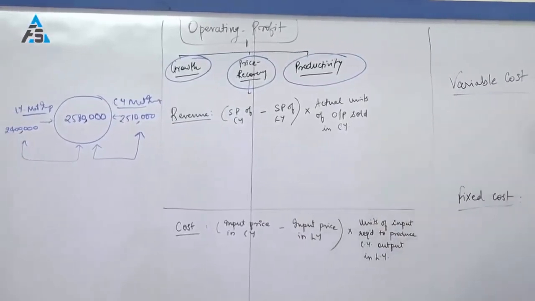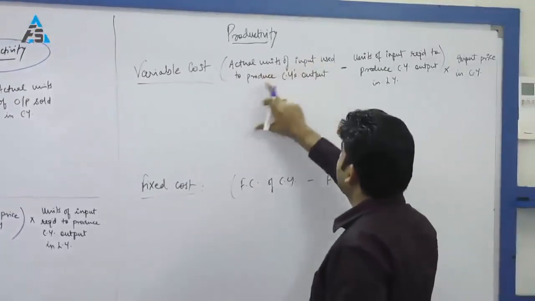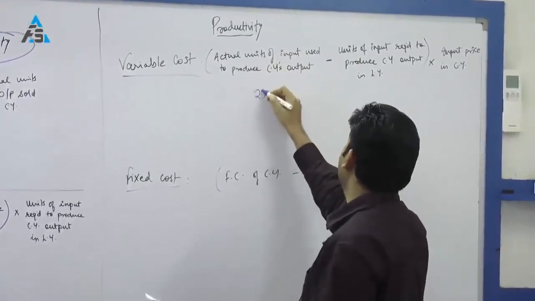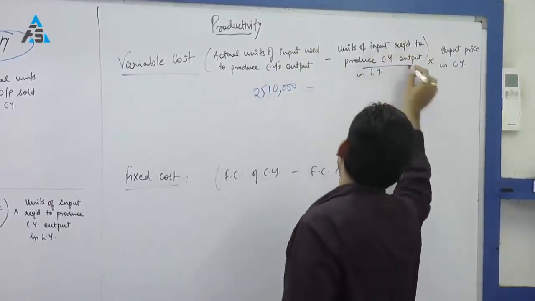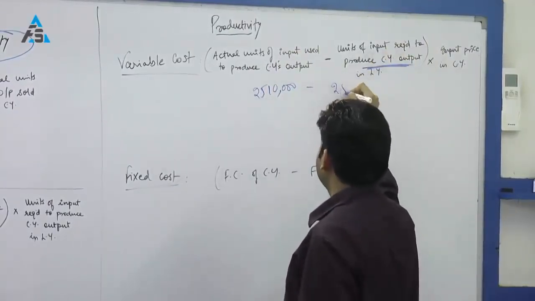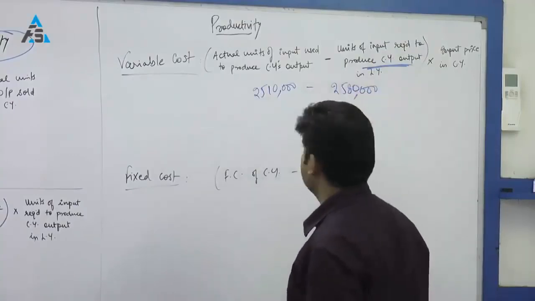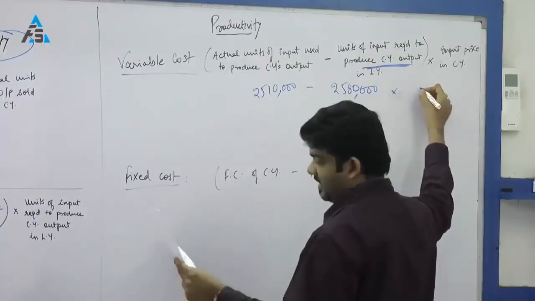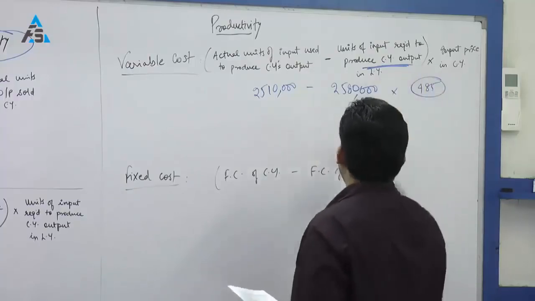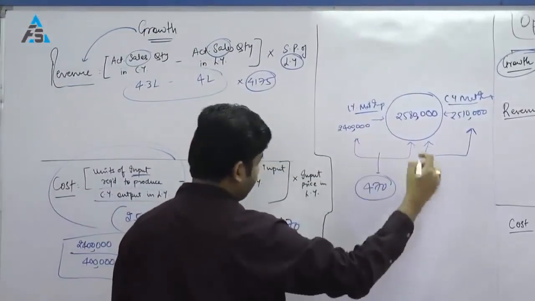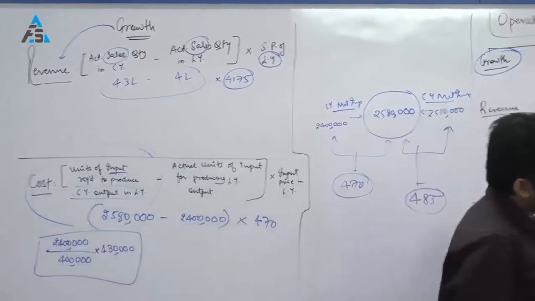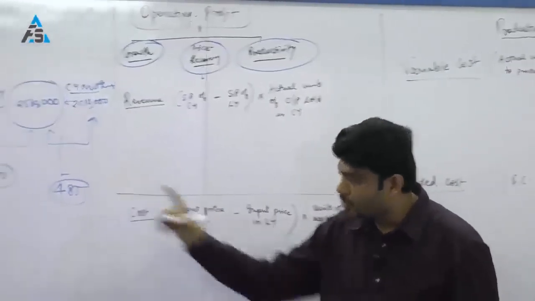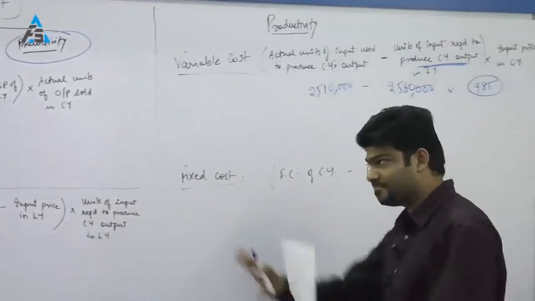Price को अपन फिलहाल स्किप करके प्रोडक्टिविटी पे आ रहे हैं. सो एक्चुअल यूनिट्स ऑफ इनपुट यूज्ड टू प्रोड्यूस करंट ईयर्स आउटपुट कितना है? 25,10,000 कंपेयर्ड देयर विद यूनिट्स ऑफ इनपुट रिक्वायर्ड टू प्रोड्यूस करंट ईयर आउटपुट इन लास्ट ईयर 25,80,000. Now there the input was of last year input price, this is 485. So whole comparison is done. This is compared at 470 last year का भी आ गया, this is compared at 485 current year का भी आ गया, and everything in terms of productivity in terms of your growth can be seen with visible eye.